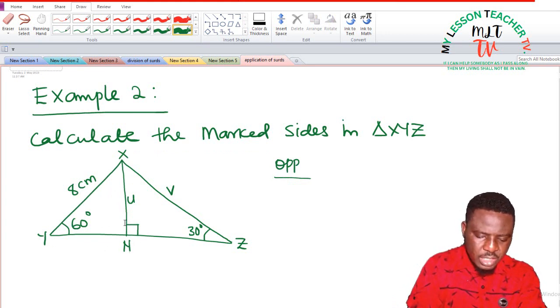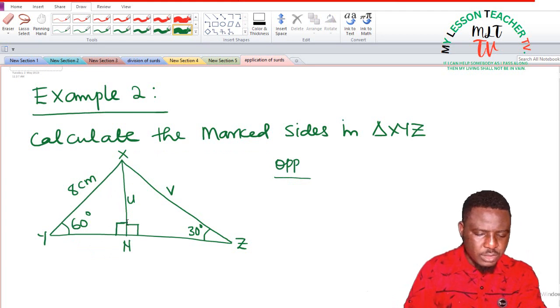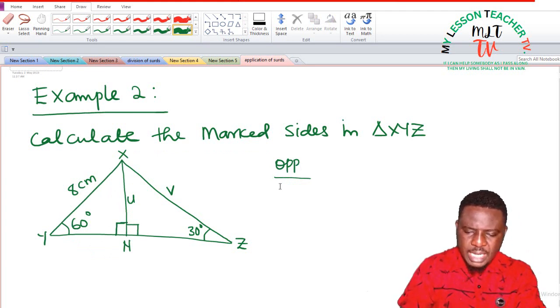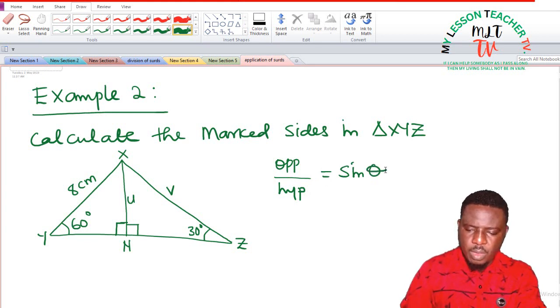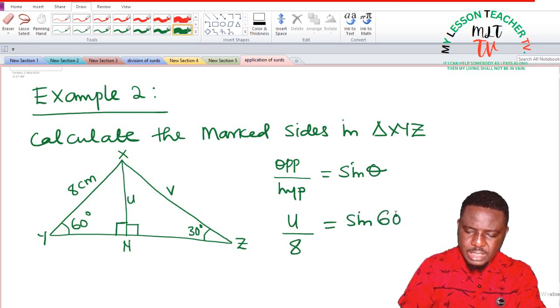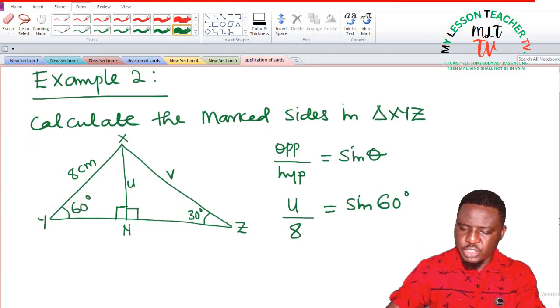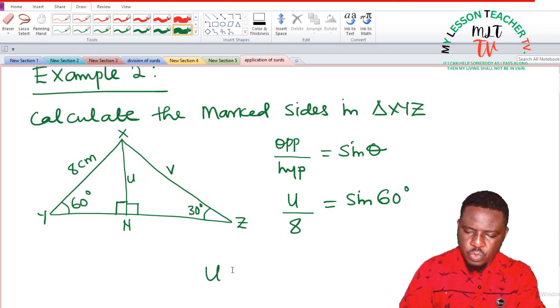And since this side is 90 degrees, it therefore means that here is also 90 degrees. So the opposite side to the hypotenuse side of triangle XYZ is said to be equal to sine theta. So what's the opposite side? U divided by 8 is equal to sine 60 degrees. Now make U the subject of the formula. We have it that U is equals to 8 sine 60 degrees.